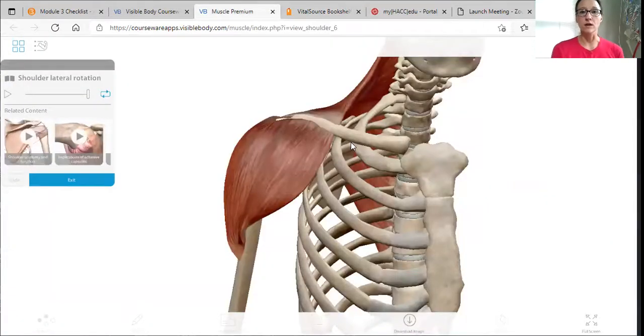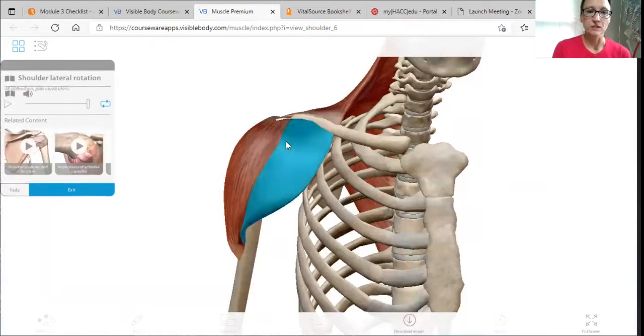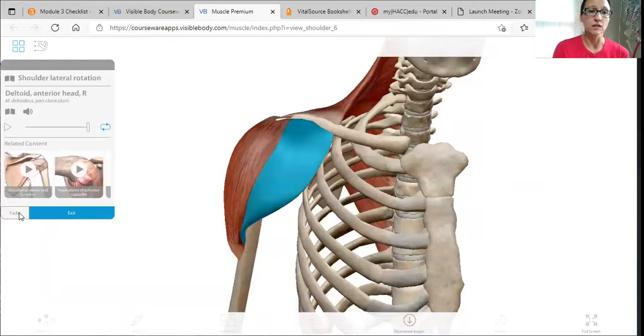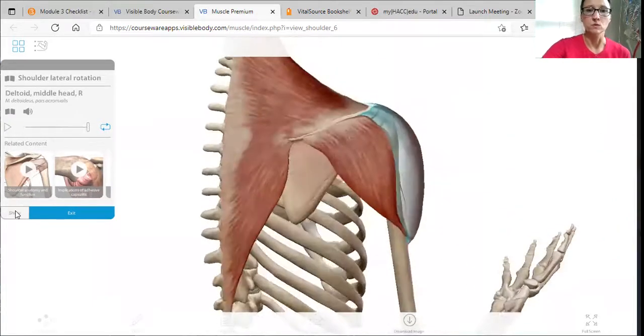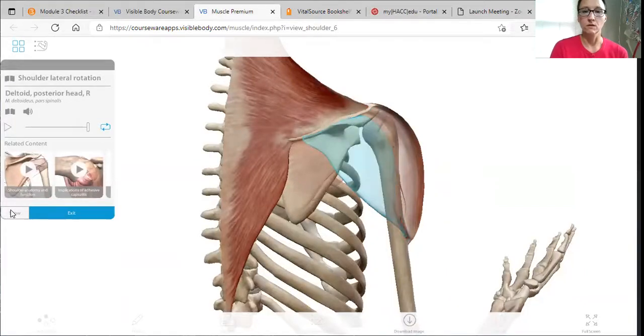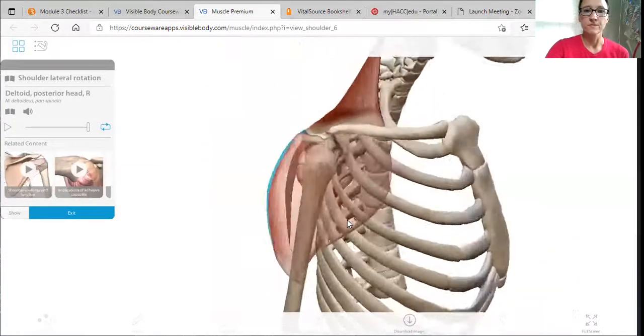So let's take a look at these landmarks on a skeleton. Now this is your Visible Body courseware, and I've already loaded it up, of course. You might have the apps on your device already, and if you don't, get it soon. All right, so what I'm going to do is take anterior deltoid and fade it. Then I'm going to take middle deltoid and fade it. So yeah, I can do this and I can spin them around. And then I'm going to take posterior deltoid and fade it. Okay, because what I really want to see is the bone underneath.